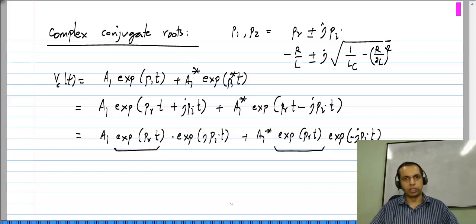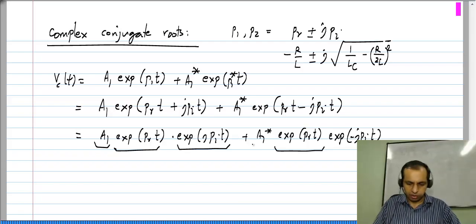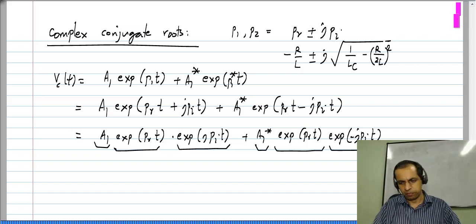This is a real number, exponential PRt, and is common to the two terms here. Now the other part, you can see that we have A1 times exponential jPIt, it's some complex number. The other part, A1 conjugate times exponential minus jPIt, is also a complex number, and it is the complex conjugate of the first one.